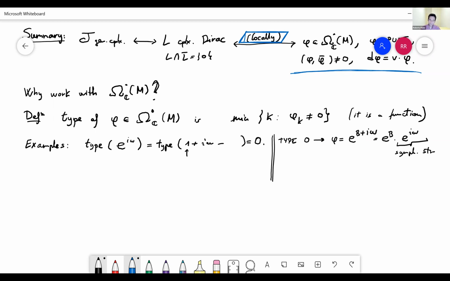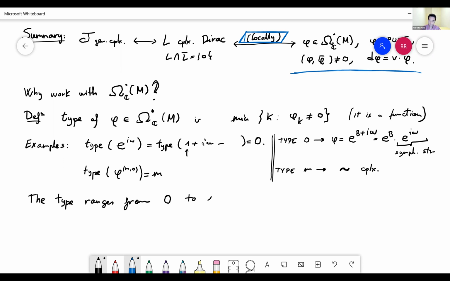And the other example we have is the type of phi, which has only the m0 part. It's an m0 form. So the type of an m0 form is m. Actually type m, which is the maximum type you can have, is similar to complex. It's not so direct with the B field, but it will be a transformation of complex. As a matter of fact, the type ranges from 0 to m.